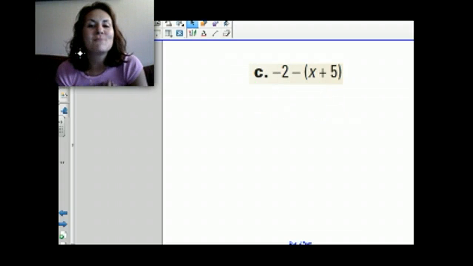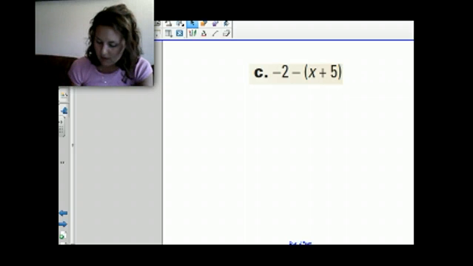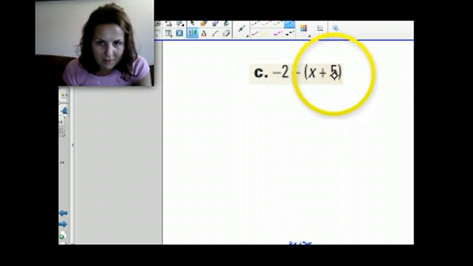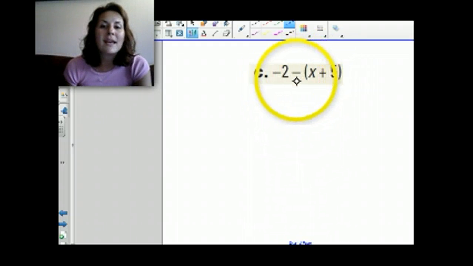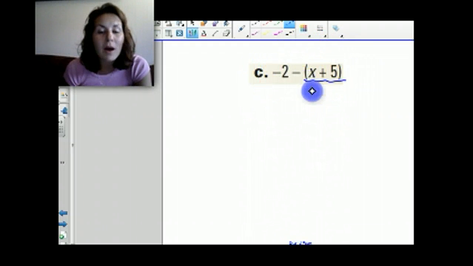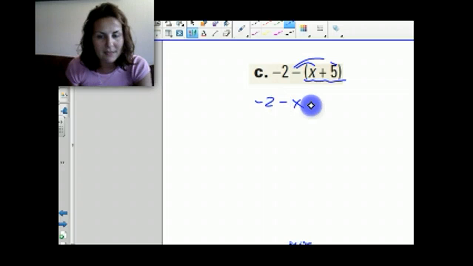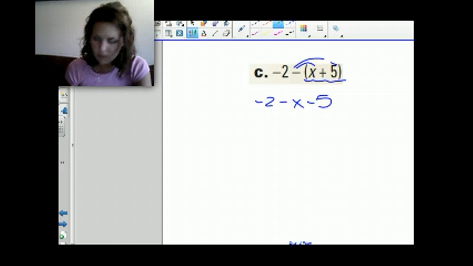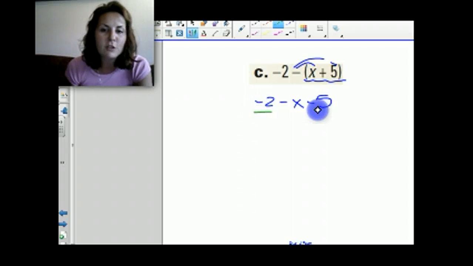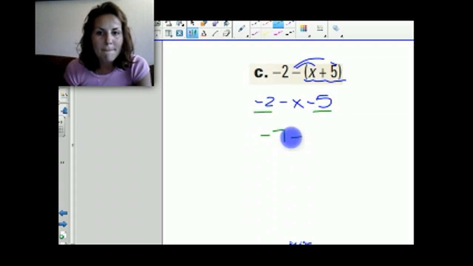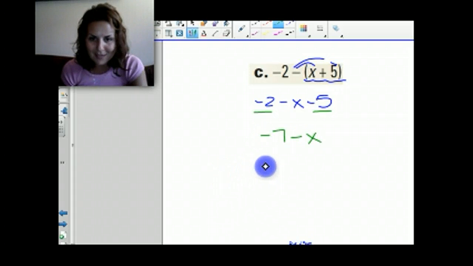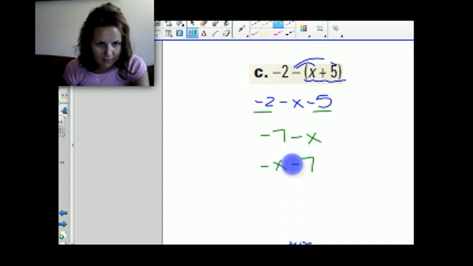Here I have negative 2 minus x plus 5. I can't add x plus 5 together. Okay? This is negative 2 minus the whole quantity. So I have to distribute that negative because it's negative 2 minus x minus 5. So negative 2 minus x minus 5. I have like terms of negative 2 and negative 5. So I end up with negative 7 minus x. To write it in standard form, I have negative x minus 7.